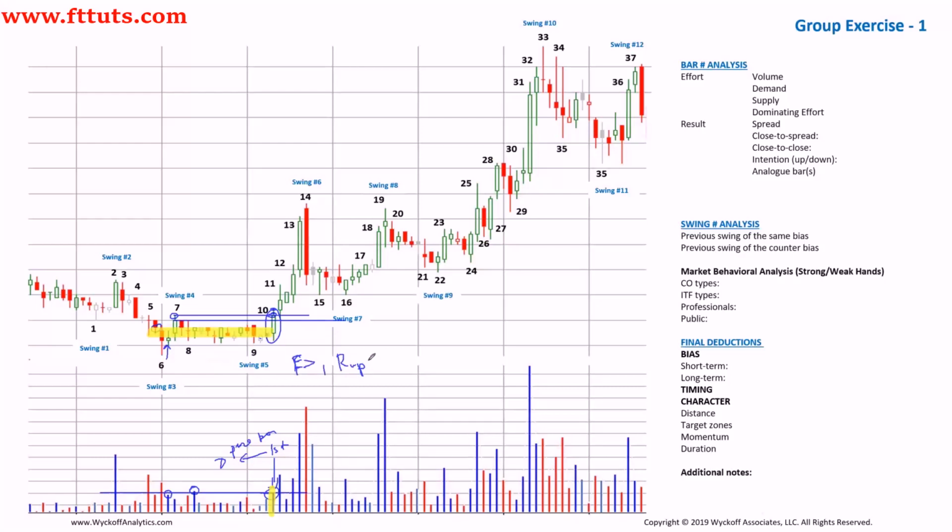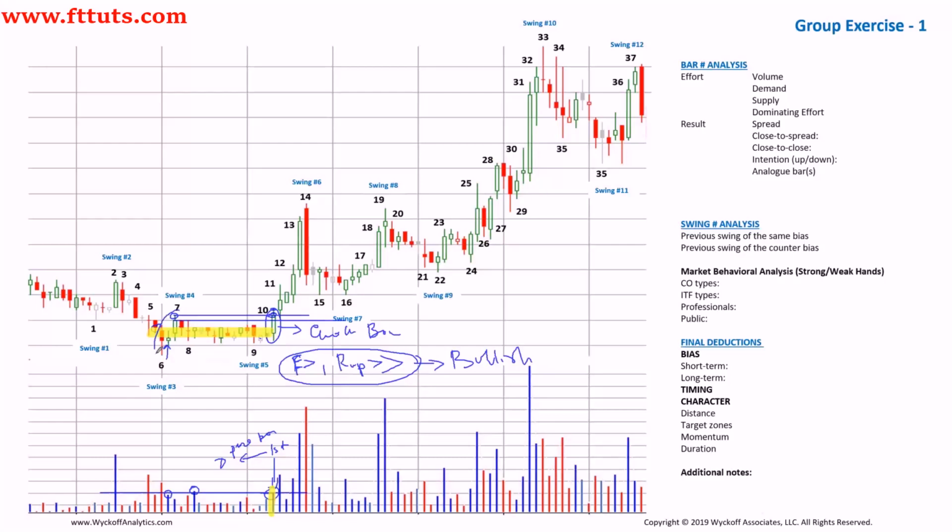Result is increasing as well. Okay, so bullish or bearish? Yeah. Bullish. So short-term bullish. And this is the bar that we will be thinking of as a change of character bar.